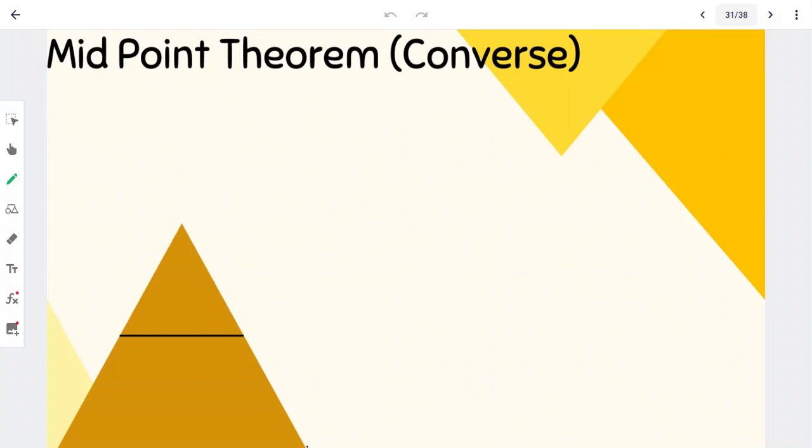Again, the same construction you will do, nothing more. A B C D E F. So it is given that D is the midpoint, and also DE is parallel to BC. That is given to us.